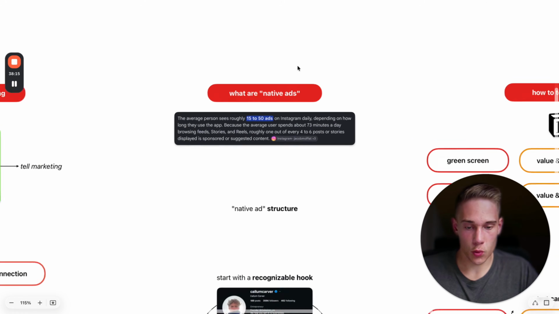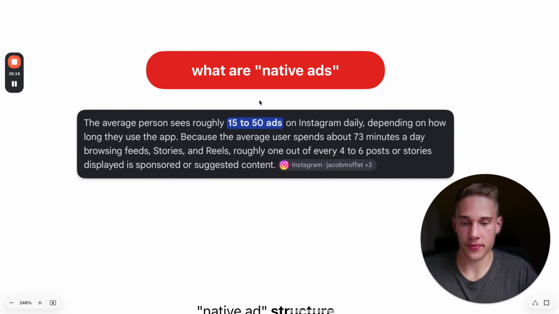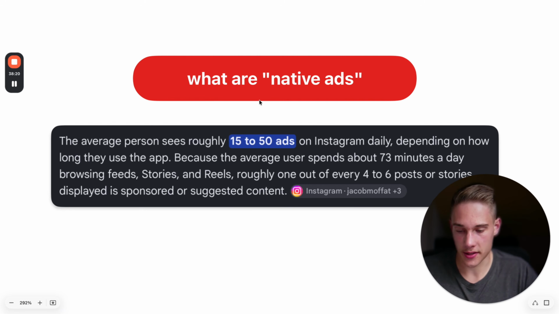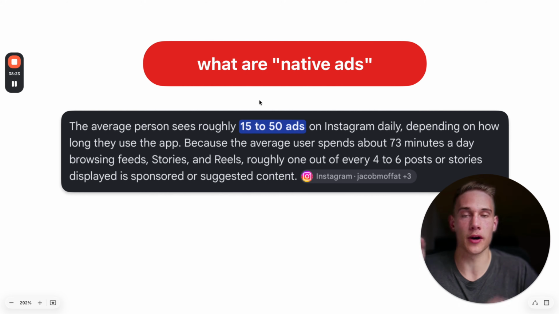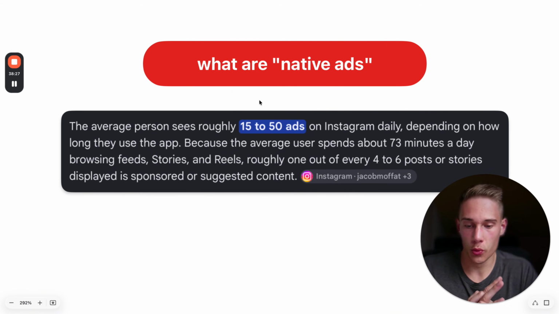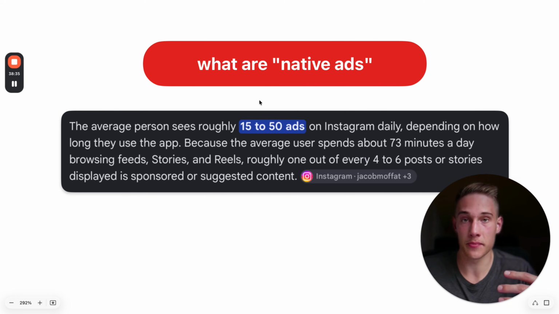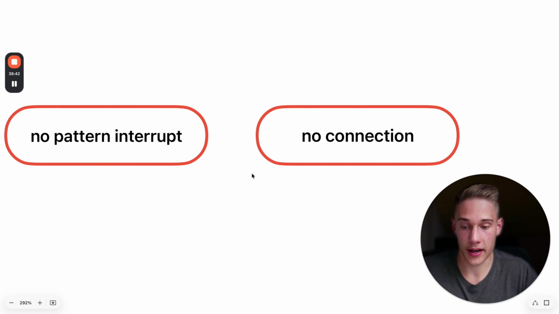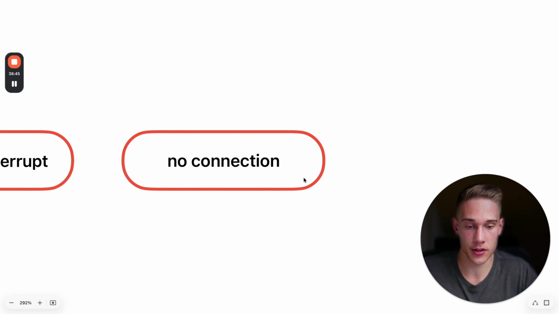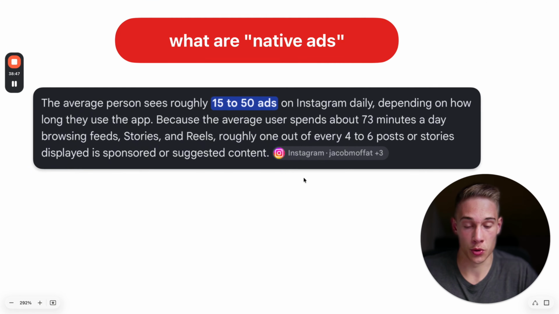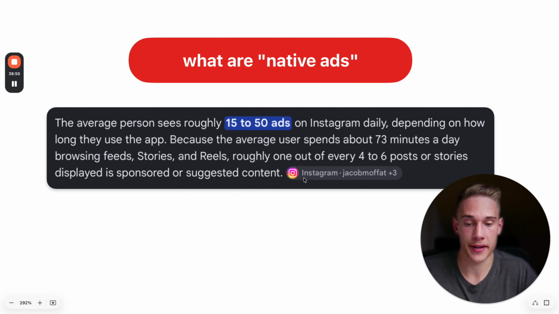So now that you understand why your ads aren't performing like they used to, I wanna explain what even are native ads. Research has shown that the average person sees roughly between 15 to 50 ads on Instagram every single day. So the goal with our ads is to make them look as close to the native content people are already used to consuming on Instagram. This way, they're gonna see something that's familiar, and their brain is not going to instantly think, oh, this is another ad. You're gonna have a way higher chance of actually breaking a pattern, building a genuine connection. People are gonna engage with your ads, which is going to push it a lot more in Meta's algorithm.